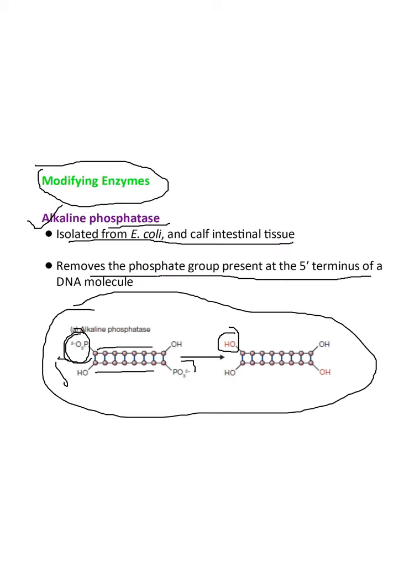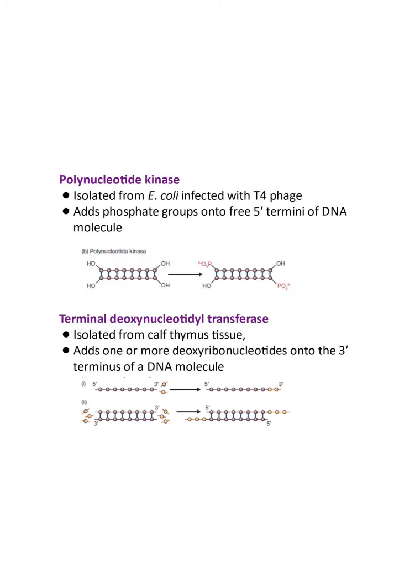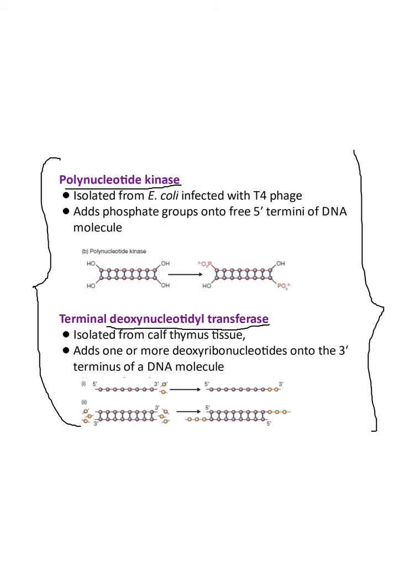So moving on, some more modifying enzymes used in these processes are polynucleotide kinase and terminal deoxynucleotidyl transferase. These two are very important enzymes. This is to be noted. Also talking about polynucleotide kinase, it is isolated from E. coli infected with T4 phage. So this is one term, E. coli infected with T4 phage, and it adds a phosphate group onto the free 5 termini of a DNA molecule.